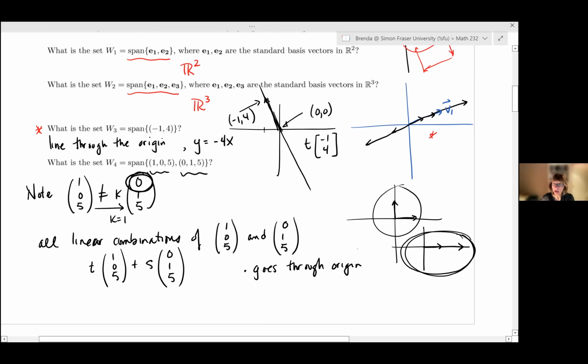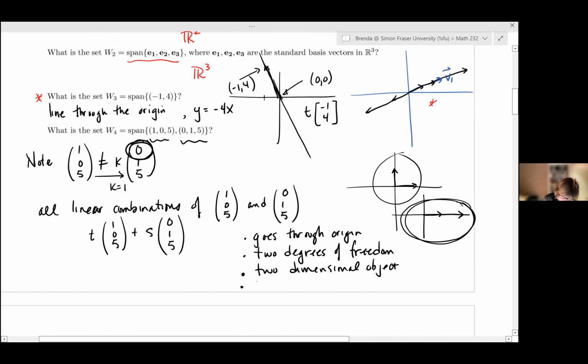It's a geometric object that is in R3. It has 2 degrees of freedom. It is a 2-dimensional object. It is a plane. So W4 is a plane through the origin. Okay, that is the idea of span. Span is all linear combinations of the given vectors.